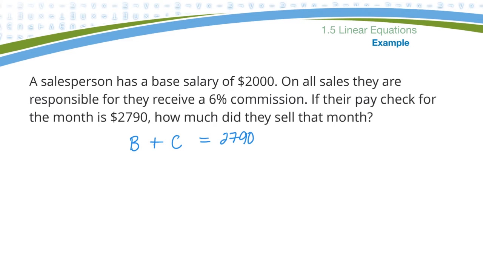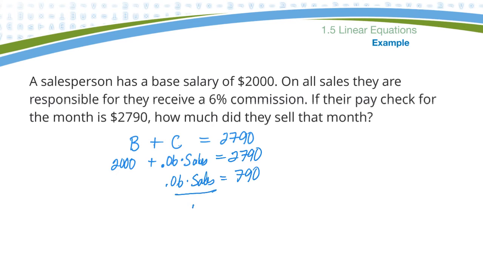Okay, let's plug some stuff in. So their base salary is $2,000 plus, now to get their commission, you would multiply 0.06 multiplied by whatever their sales are for that month. I'll put S for sales. So 0.06 times whatever their sales is, that's how you get your commission. And that's all equal to $2,790. So here's a nice linear equation to solve. Subtract 2,000 on both sides. So I get 0.06 times sales is equal to 790.